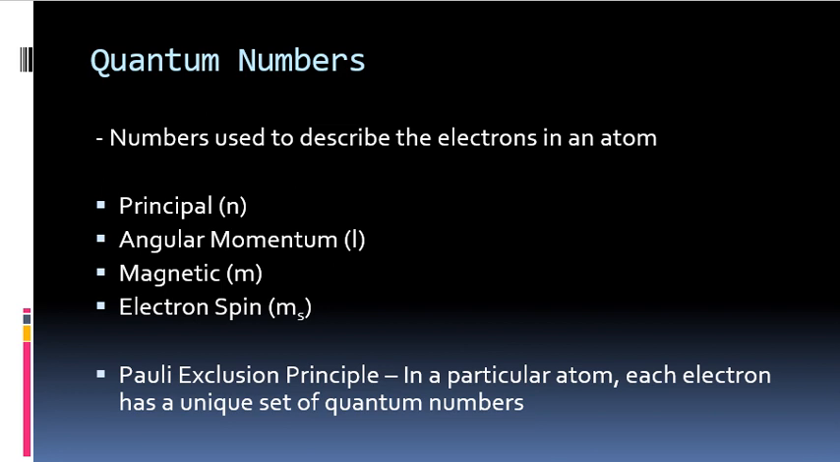Now, in order to describe the electrons in an atom, each individual electron, whether it is an outermost valence electron or even an internal electron, has its own set of 4 quantum numbers, which are the principal, the angular momentum, the magnetic, and the electron spin quantum numbers. These quantum numbers are used to help distinguish the different electrons in an atom. And according to the Pauli exclusion principle, in a particular atom, each electron has a unique set of quantum numbers.